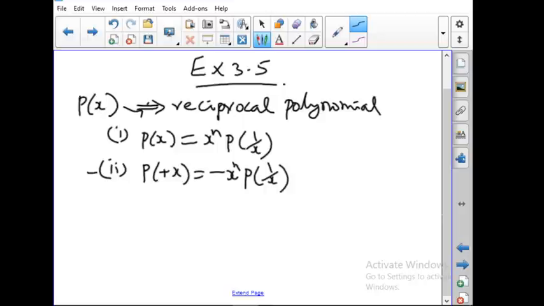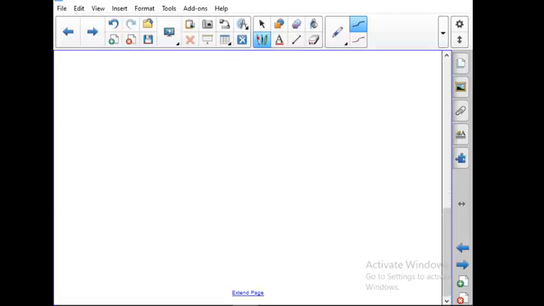Now if the first one is true, then we say that this is a reciprocal equation of type 1, and if the second one is true, we say that it is a reciprocal equation of type 2. So the first one is called type 1 reciprocal equation, and the second one is called type 2 reciprocal equation. Now we have a theorem.